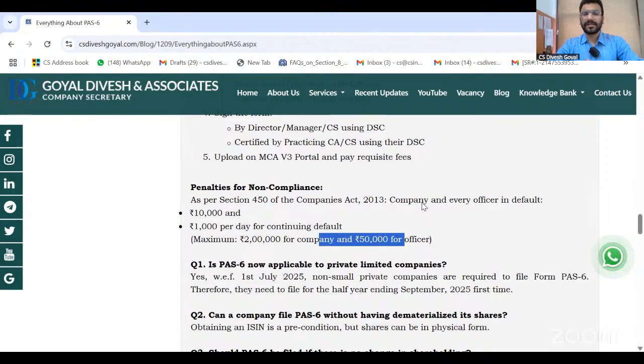Now I am going to discuss one very important question and then I will take the other questions. The most important question about PS6: whether non-small private companies have to file the PS6 for the half year ended 31st March 2024, for which the due date is the 30th May.